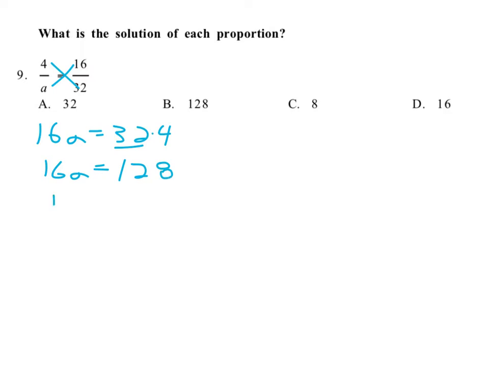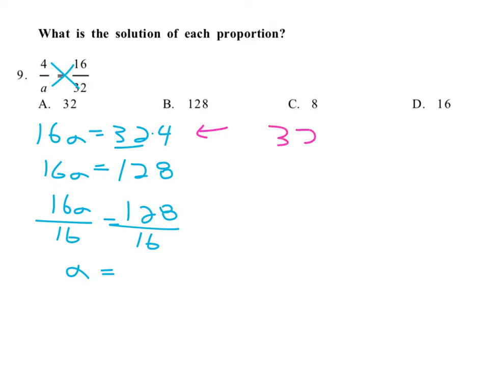Now I've got to divide both sides by 16. So 16a divided by 16 equals 128 divided by 16. A equals... And I know what the answer is, partly because of another trick that I know. I'm going to write that trick over here. We just had this problem. We came up with 128 because it was 32 times 4, right?